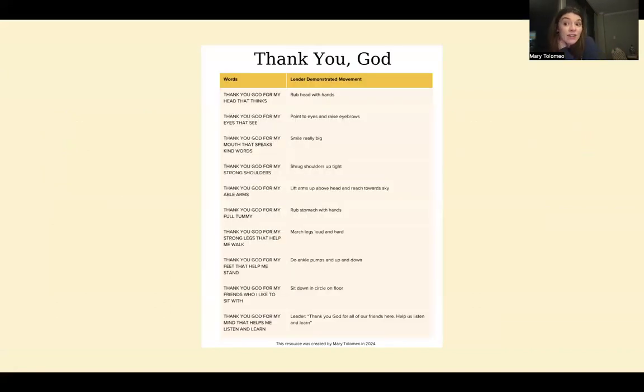This is an activity that I developed that is a praise activity. There's movement throughout this activity, and it's made intentionally to give some proprioception input all throughout the body while you complete this praise activity.